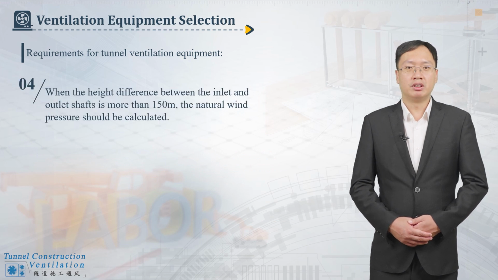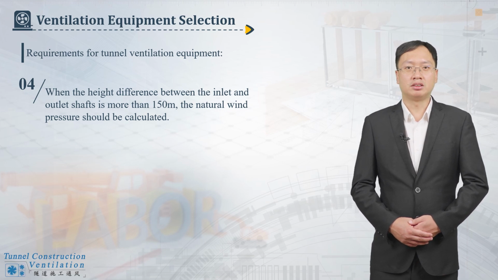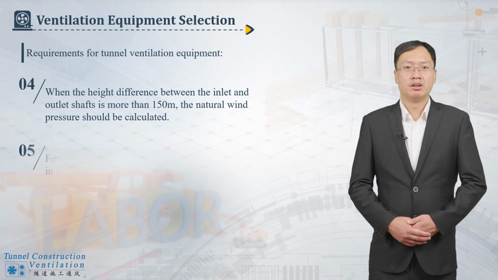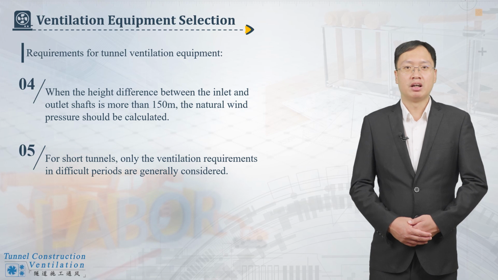4. When the height difference between the inlet and outlet shafts is more than 150 meters, or the elevation of the inlet and outlet shafts is the same, but the shaft depth is more than 400 meters, the natural wind pressure should be calculated. 5. For short tunnels, only ventilation requirements in difficulty periods are generally considered.